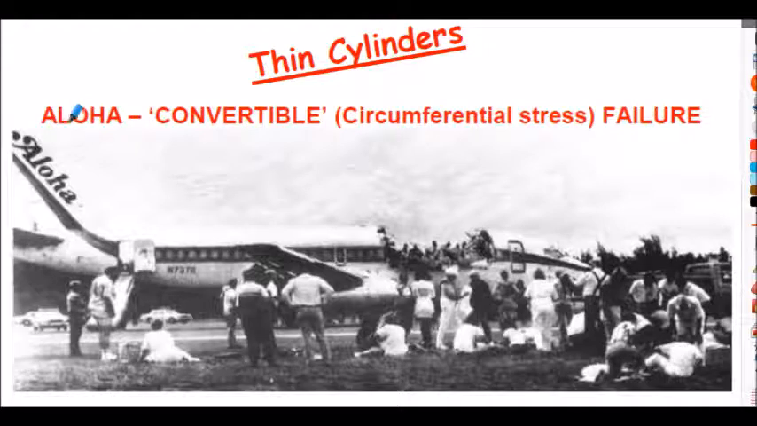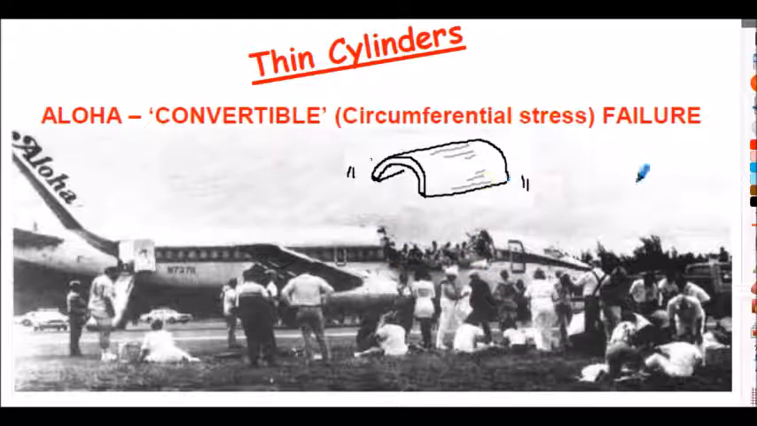This is an example I found, just a photograph. It shows the Aloha convertible failure, and you can see quite clearly here that the top of the fuselage has completely disappeared in flight. It became what's called a convertible in flight, but it managed to land on the ground okay. But clearly we can see we've got a failure like this. We've got a circumferential failure. The top of the fuselage is completely blown off in flight, and that's a circumferential failure. I'm not sure what the actual cause of that was, but you can see these kinds of failures do occur.